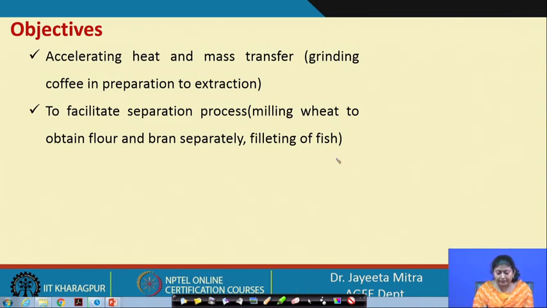And in the filleting of fish, we want to develop a certain special kind of product of fish muscle where we want to separate the bones from the fish. So, we are doing the filleting. These are the special requirements of different food processing sections.